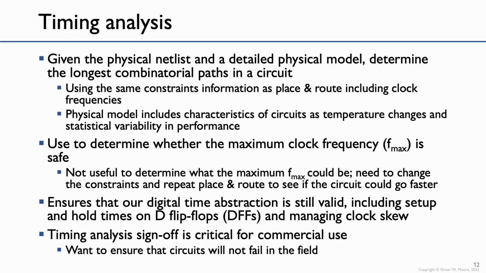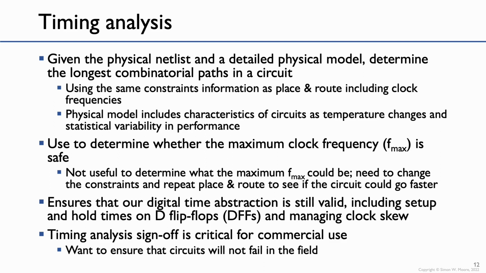Given the physical netlist and a detailed physical model, it has to determine the longest combinatorial path in the circuit. And it uses the same constraint information as place and route, including clock frequencies and other physical requirements. And the detailed physical model for, say, a particular FPGA includes characteristics of circuits as temperature changes and what the sort of statistical variability is from one FPGA to another.